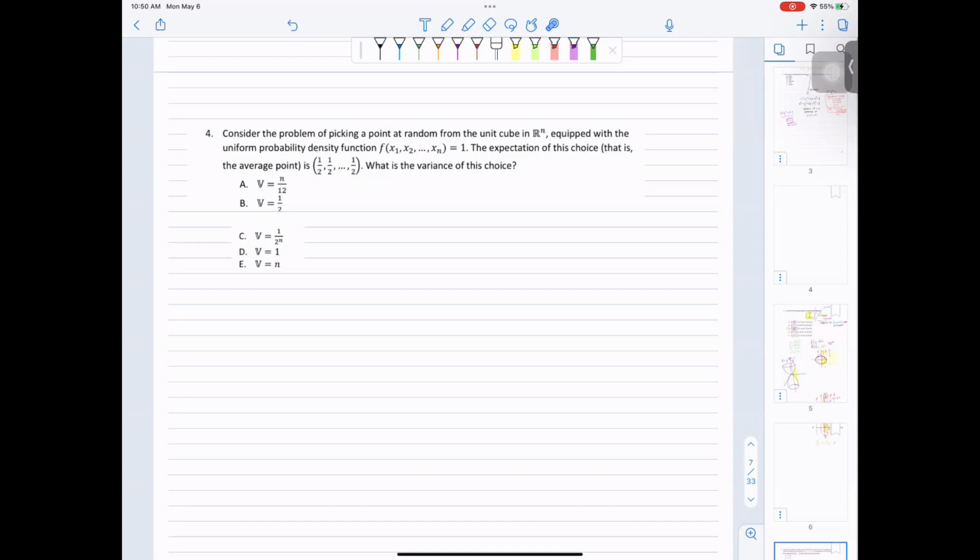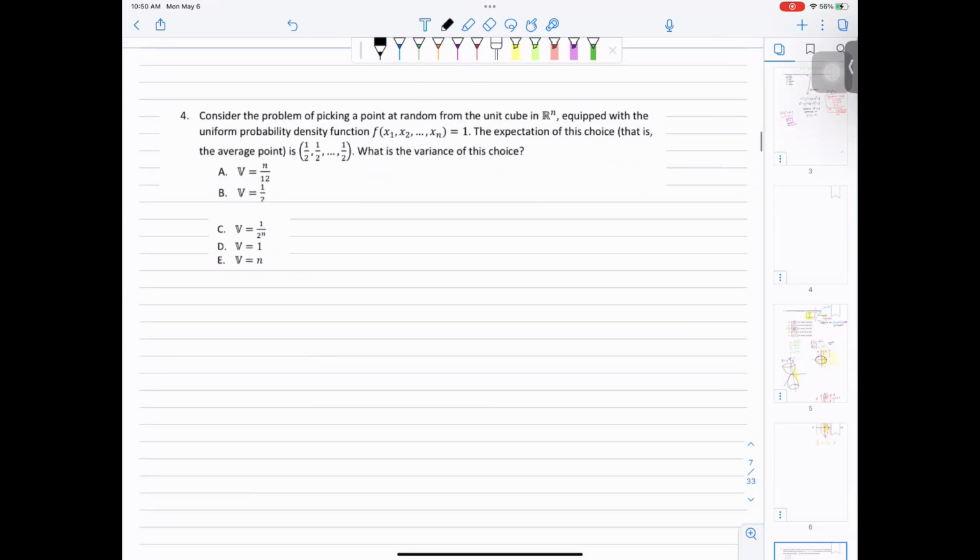All right. First of all, what is the formula for variance? Do we remember the formula for variance? It's the integral of the length of x bar, meaning I have some vector, minus the expectation of that vector, squared, times the probability density dx.